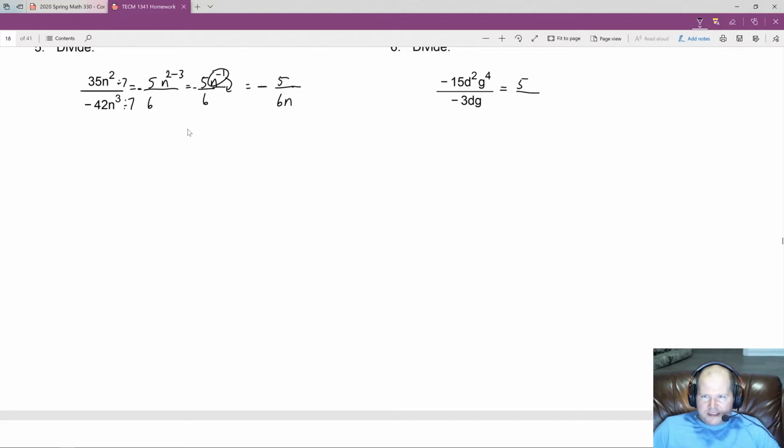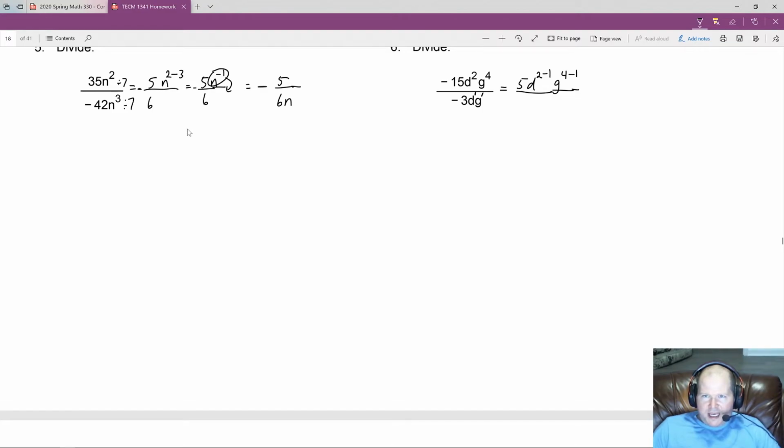So next we have d to the 2nd on top and a d to the 1st on the bottom. Understood or implied 1 exponent when you don't see it. So we're going to end up having 2 minus 1. And then we have g to the 4th on top, and we have g to the 1st power on the bottom. So we end up having g to the 4 minus 1.